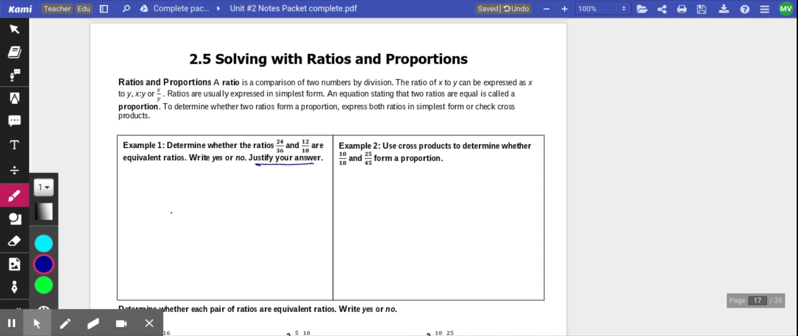Hello everyone. Today we're going to talk about 2.5, solving with ratios and proportions. I want to remind you with all our videos, you should be taking notes while you're watching the Edpuzzle and pausing and actually trying the problems.